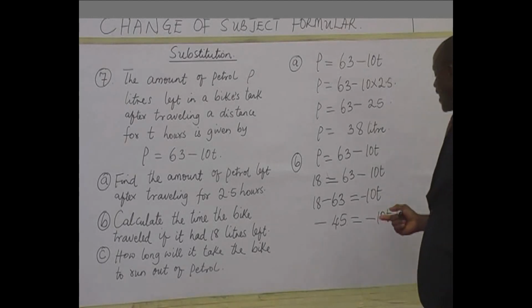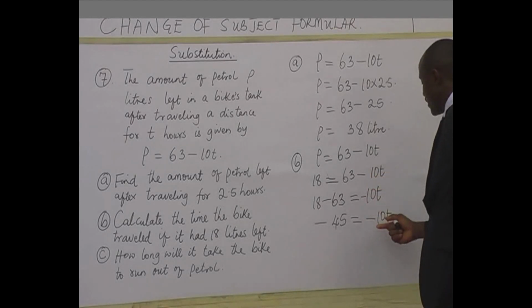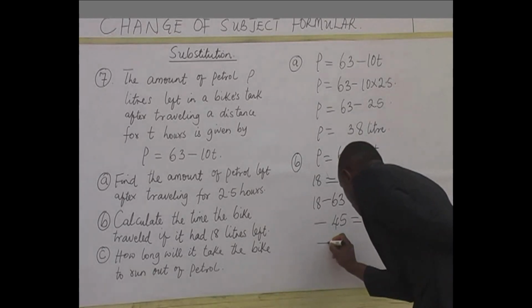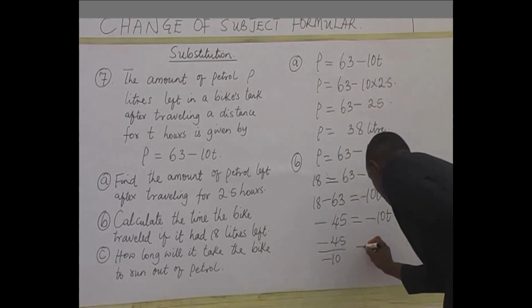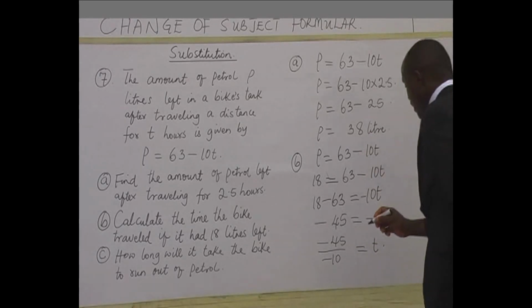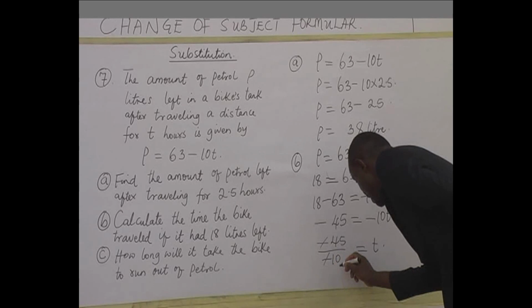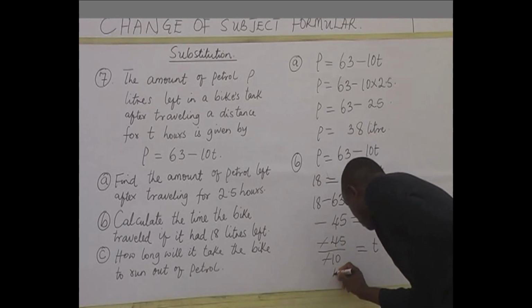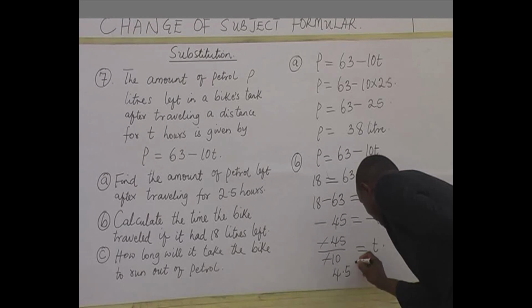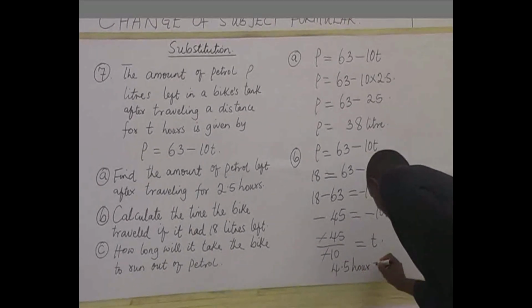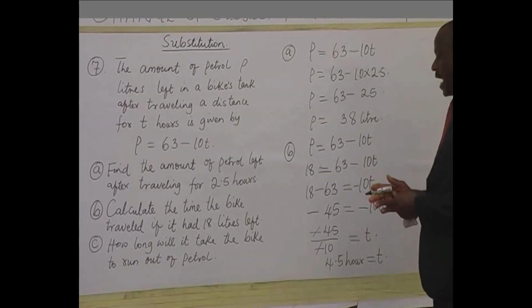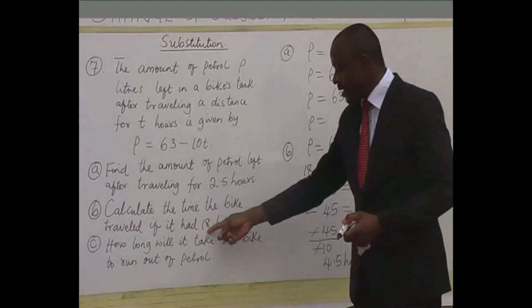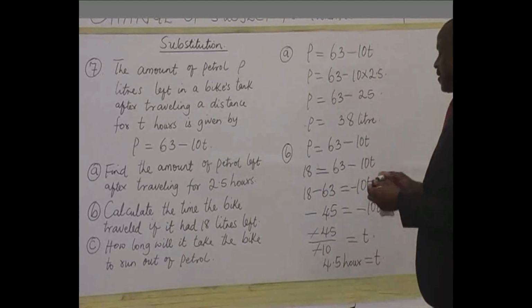Now, divide both sides by minus 10 so as to eliminate minus 10 from the right-hand side of the equation. So it's going to give you minus 45 divided by minus 10 will now be equal to T. Minus will first of all cancel minus. 45 divided by 10 will give you 4.5 hours. And that is the time it took to travel and have 18 liters of fuel left in the tank of the bike.